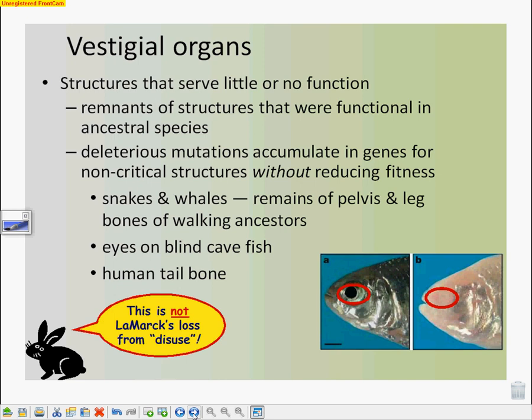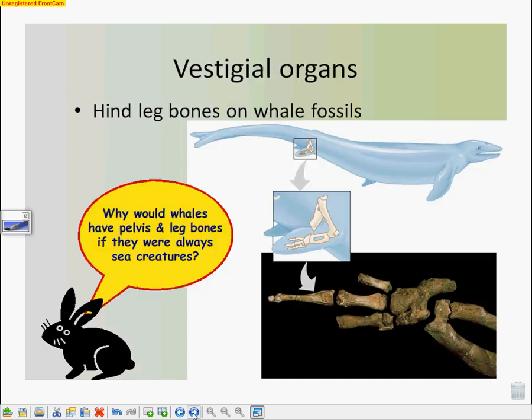If you look at snakes and whales, you can actually see remains of a pelvis, maybe even some leg bones. There are fish that live in caves in South America that are blind. They have no eyes that function, but they've got these little eye spots. So the eye's not fully developed, but it's still there. And again, why do we have a tailbone? We don't have tails. And it just hurts when you fall on it really bad.